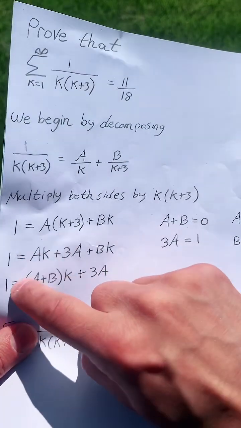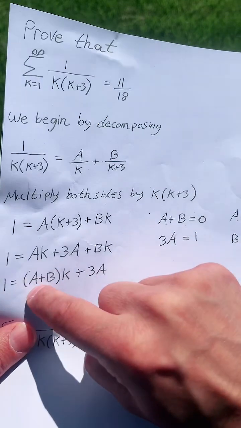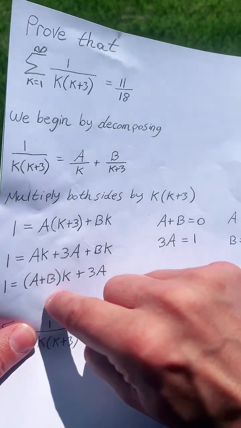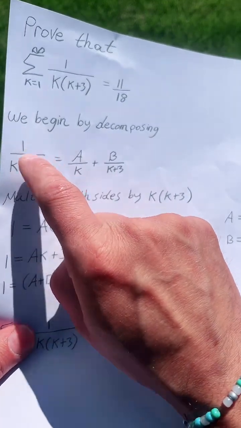But wait a minute. Now we have 1 equals a plus b times k plus 3a. And there's no k's at all on the left. This is just equal to 1. So that must mean that a plus b must be 0, since there's no k's at all here.